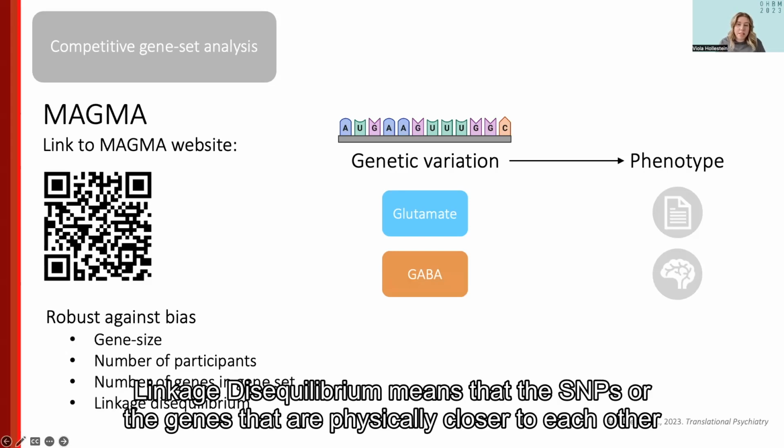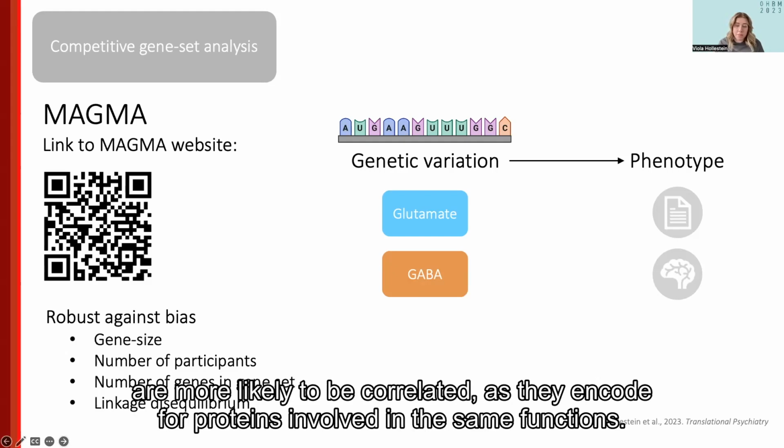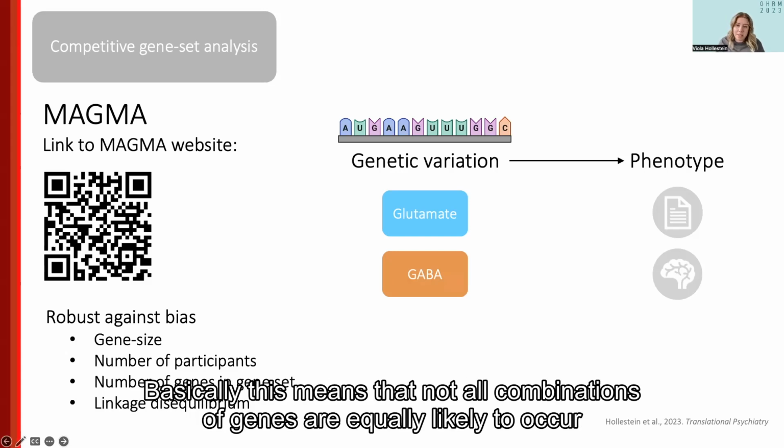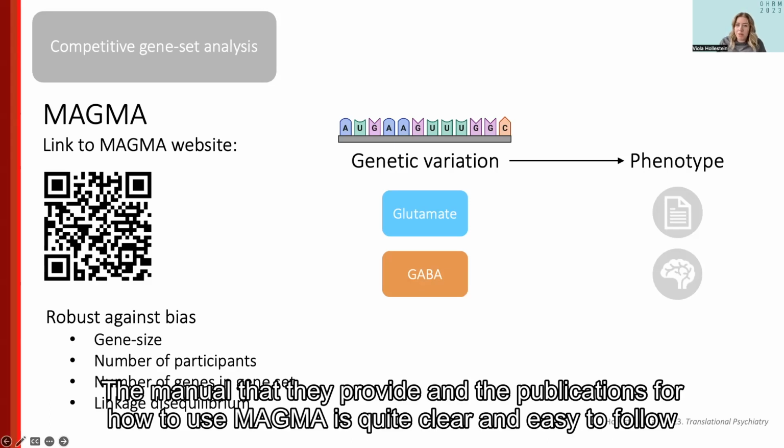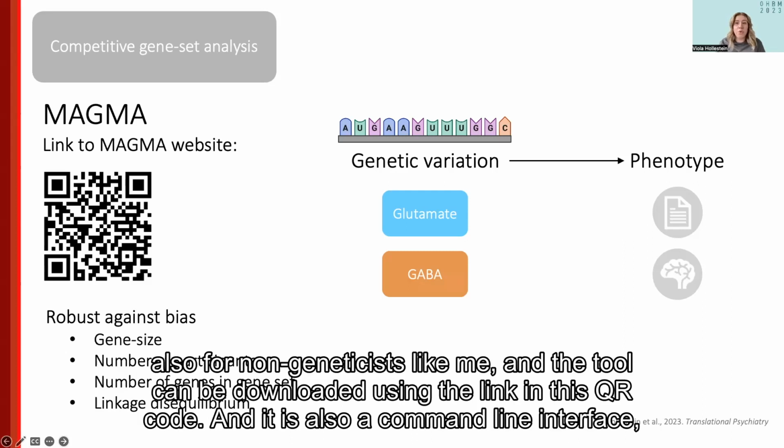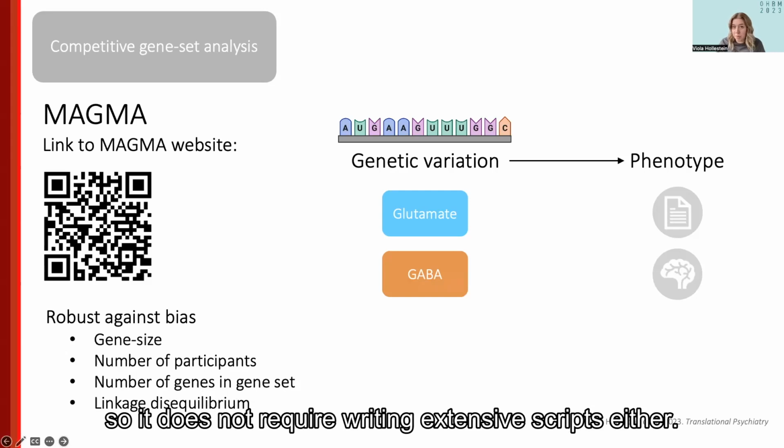Linkage disequilibrium means that the SNPs, or the genes that are physically closer to each other, are more likely to be correlated, as in encode for proteins involved in the same functions. Basically, this means that not all combinations of genes are equally likely to occur, and this creates a bias when doing gene analysis, but here we take this into account. The manual that they provide and the publications for how to use MAGMA are quite clear and easy to follow, also for non-geneticists like me, and the tool can be downloaded using the link in this QR code, and it is also a command line interface, so it does not require writing extensive scripts either.